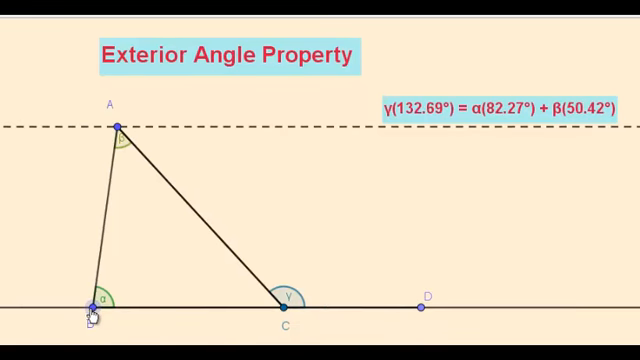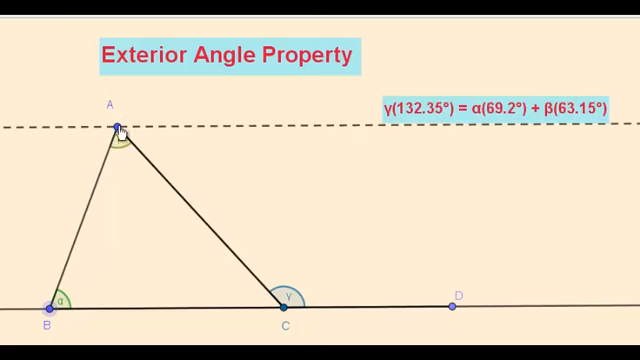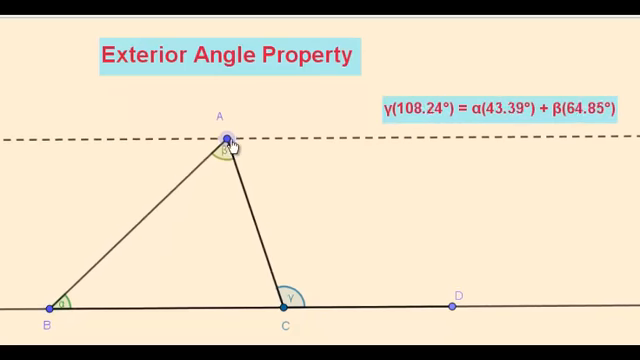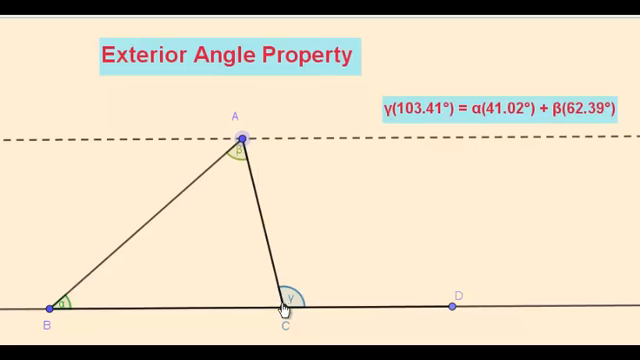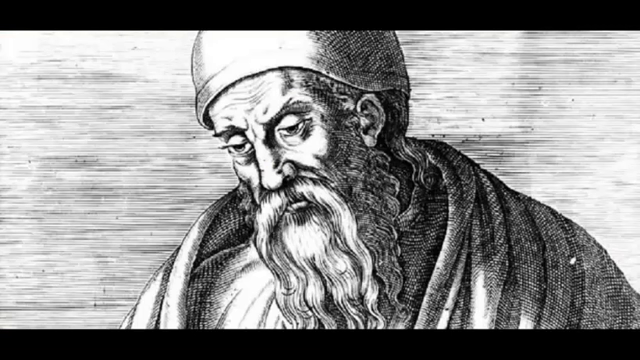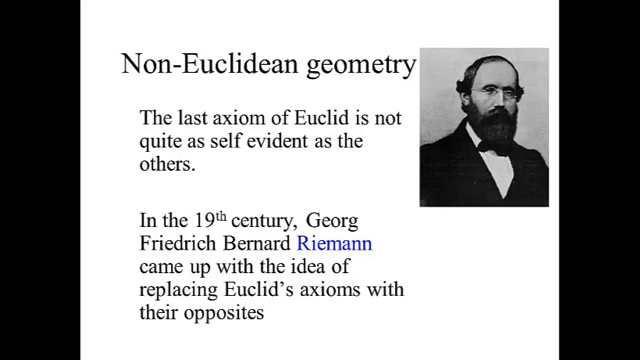Historical mathematics claims the use of the exterior angle property to prove the angle sum property of a triangle. One thing to observe is that Euclid, or correctly speaking, Euclid of Alexandria, had some room for non-Euclidean geometry, which came way after, somewhere in the beginning of the 19th century.